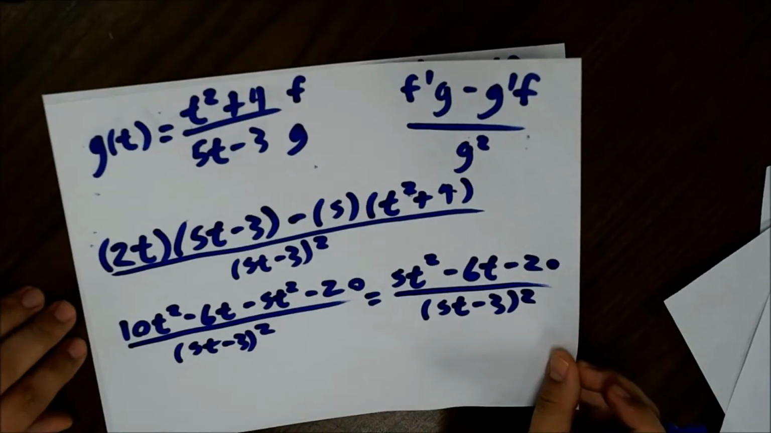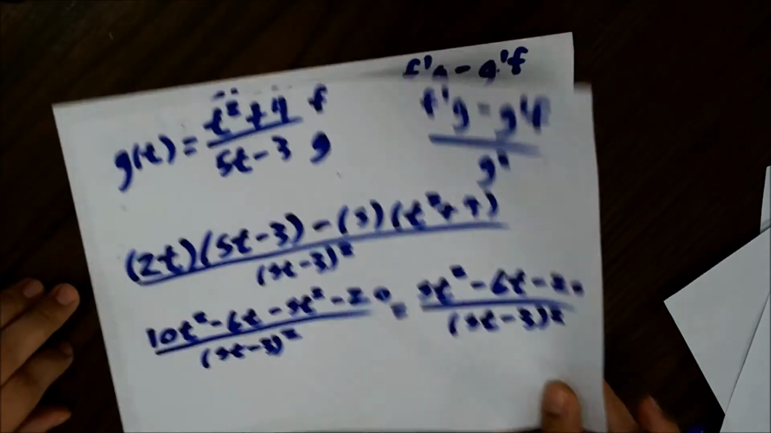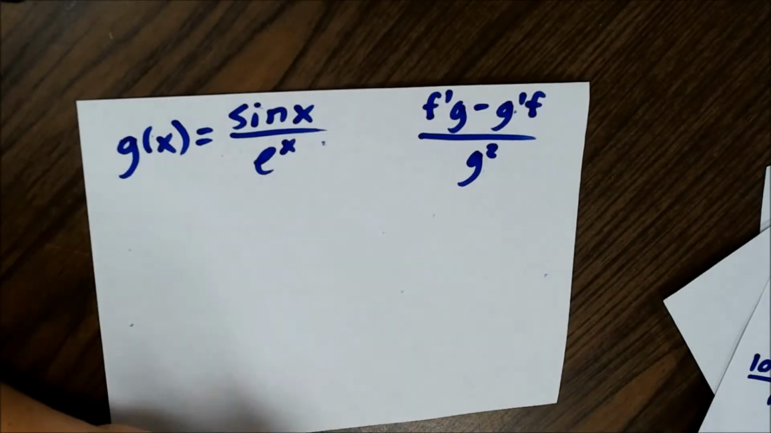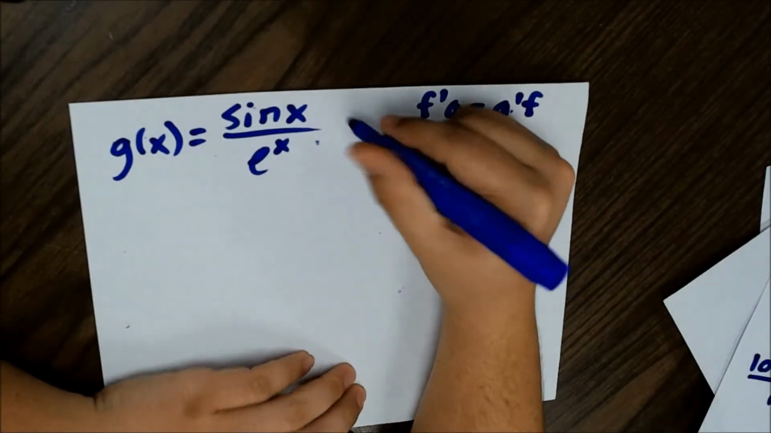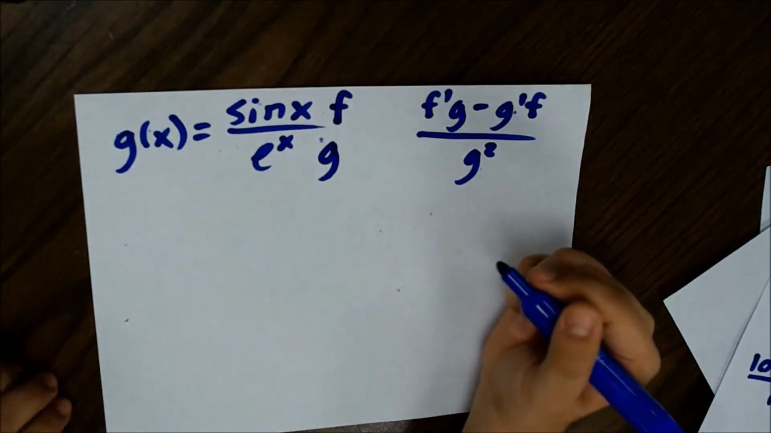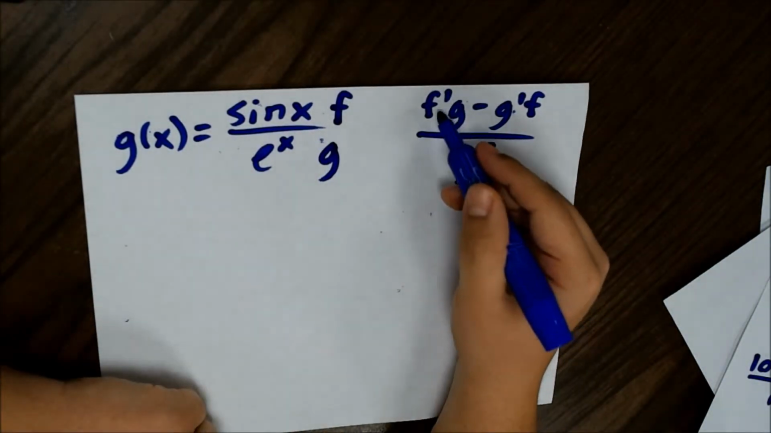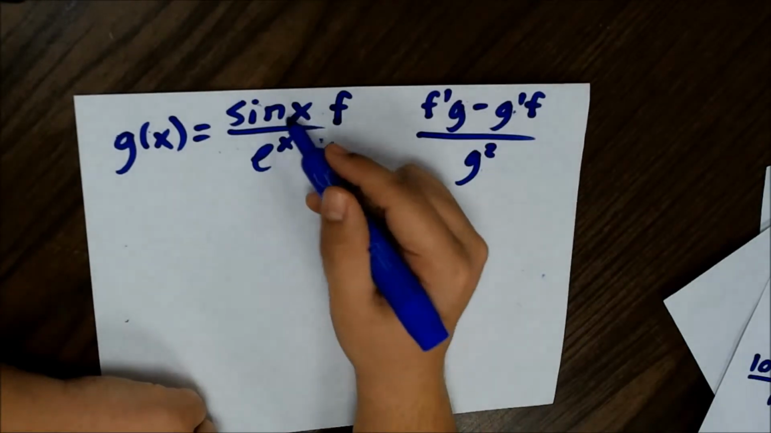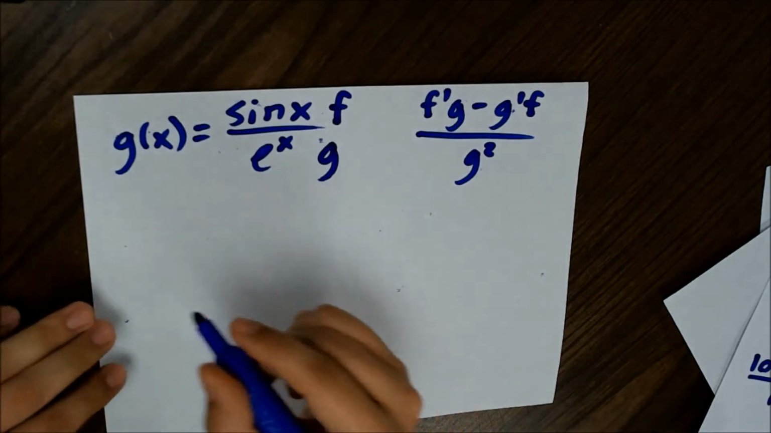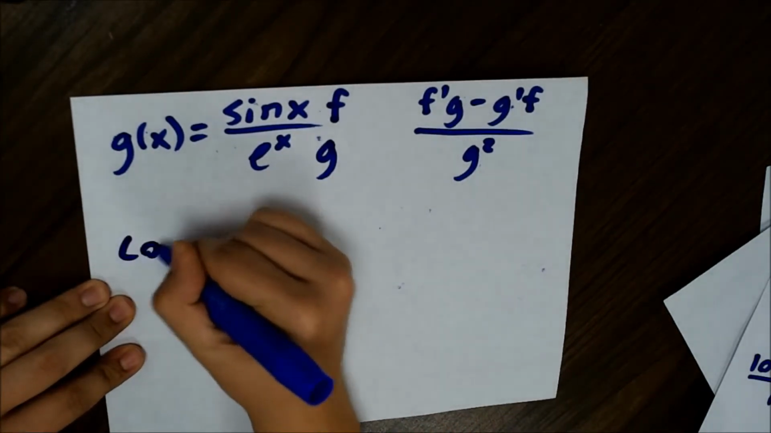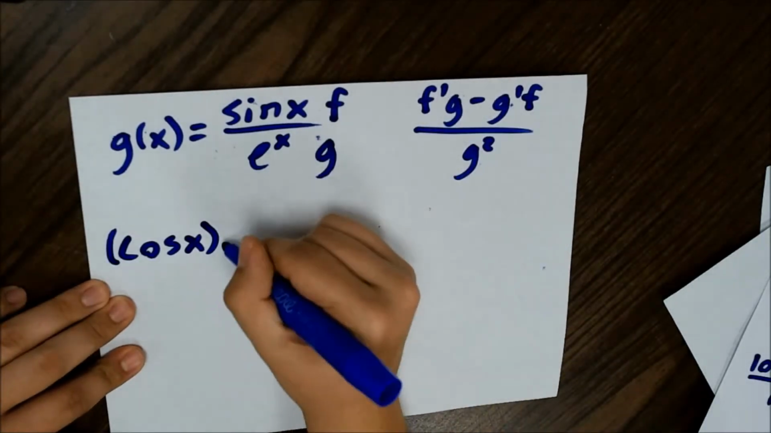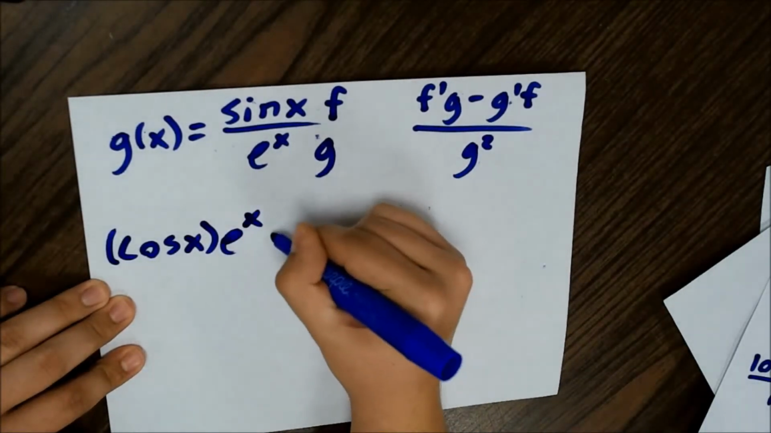So we're going to try another problem using the same method of the quotient rule. This time we're going to do the problem sine x over e to the x. Again, we call our numerator f and our denominator g. First we need our f prime. The derivative of sine of x, we all know, is just cosine of x. We multiply that by our function g, so we multiply this by e to the x.